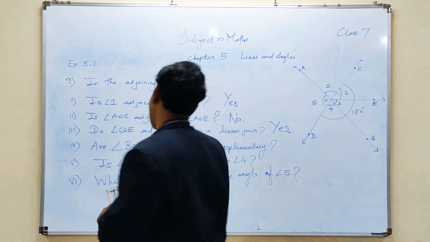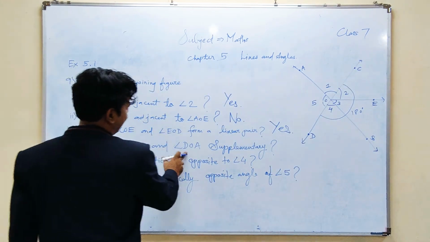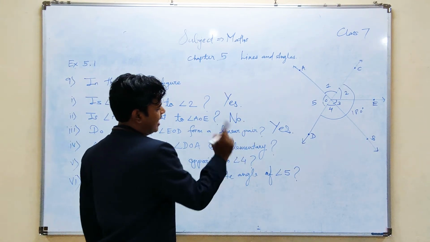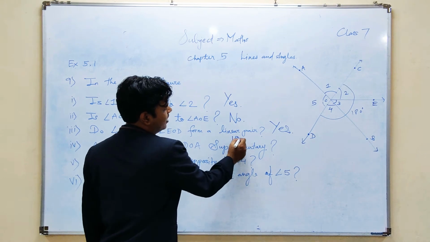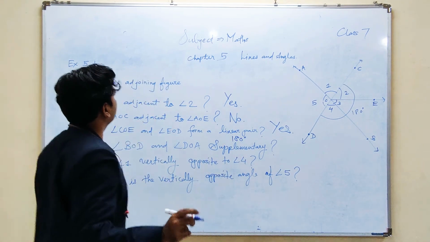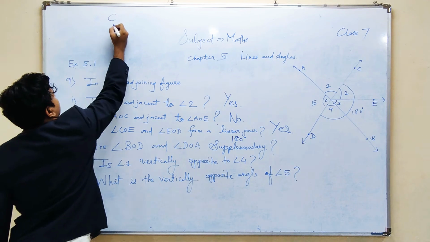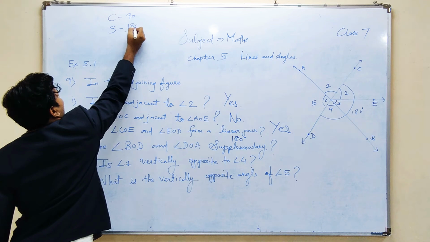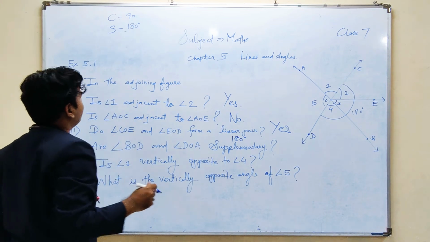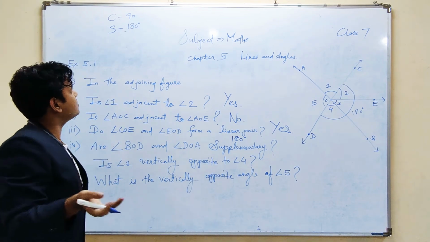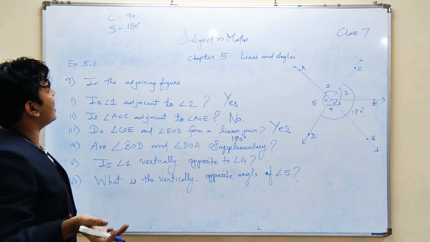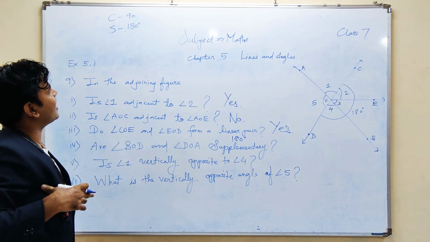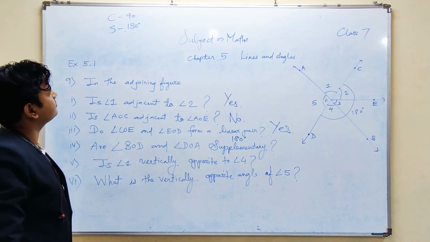Next: are angle BOD and angle DOA supplementary? Complementary means 90 degrees and supplementary means 180 degrees. Remember this: complementary and supplementary. When the sum of angles is 180 degrees, it is supplementary, and when the sum of angles is 90 degrees, it is complementary.